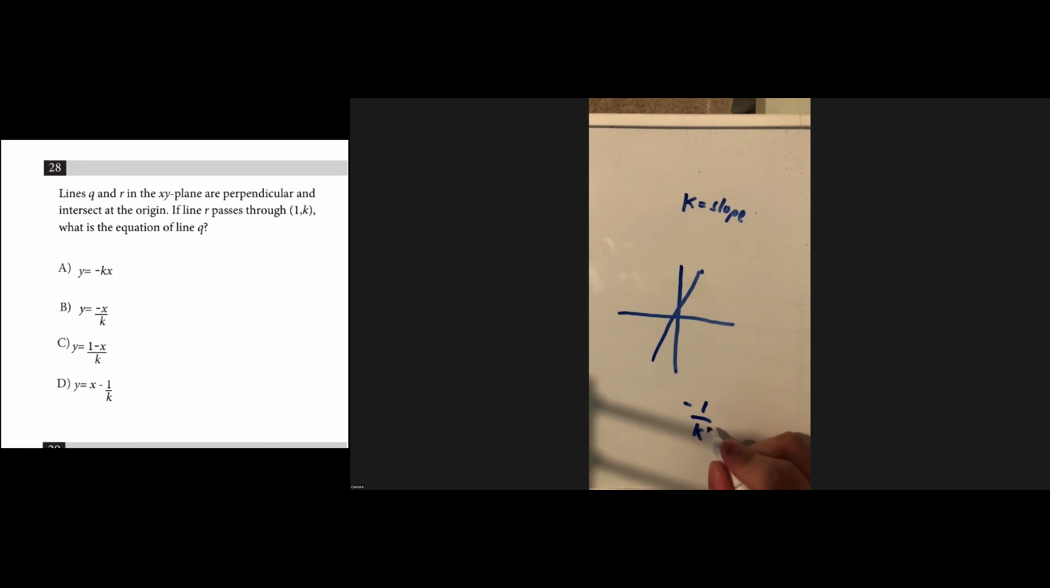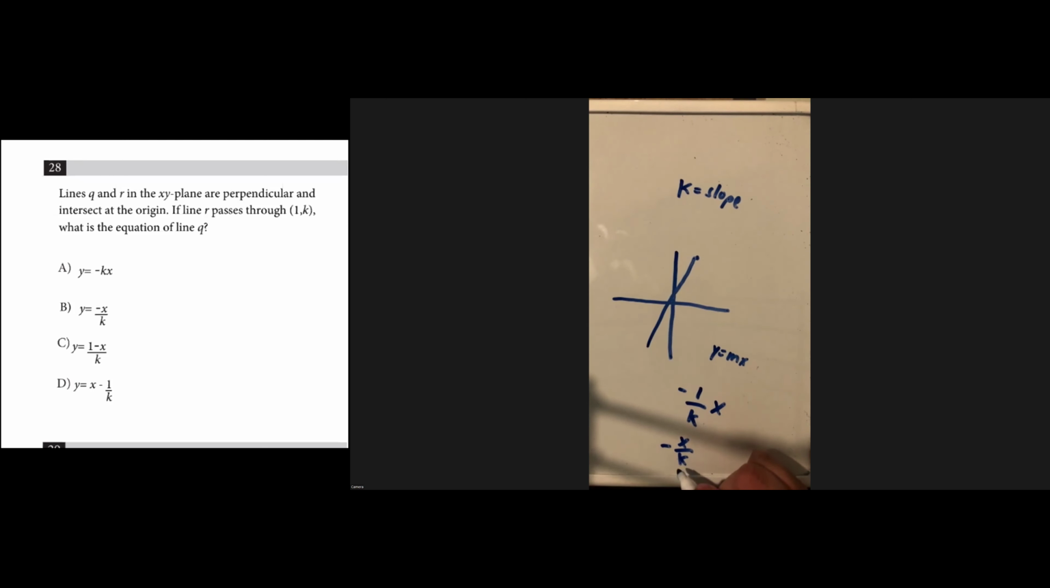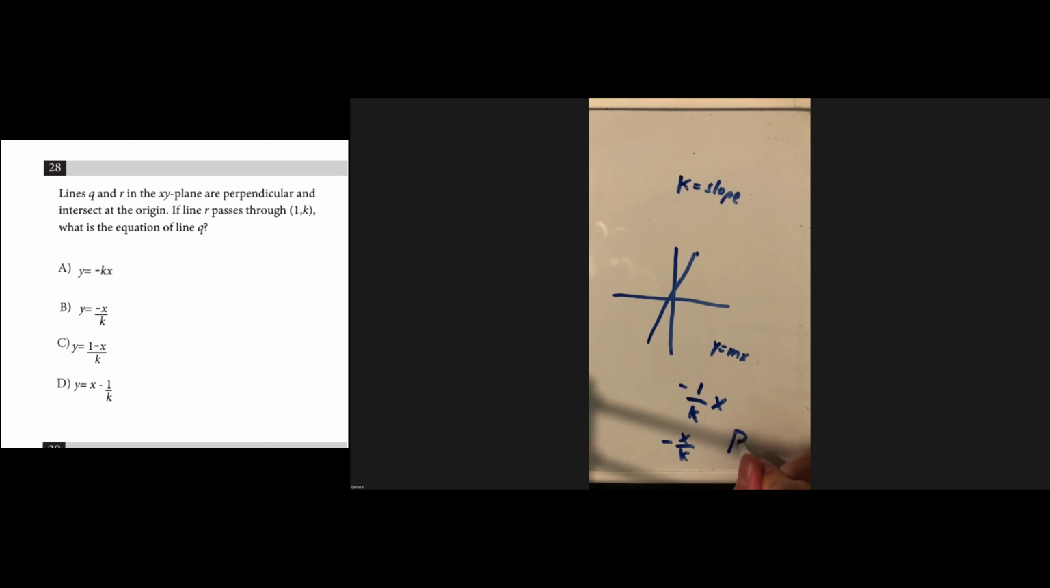And the slope formula is y equals mx plus b. Since it intersects at the origin, we don't have a b value. So the slope is -1 over K, and we multiply by x, which we can simplify to -x over K, which would be answer choice B.